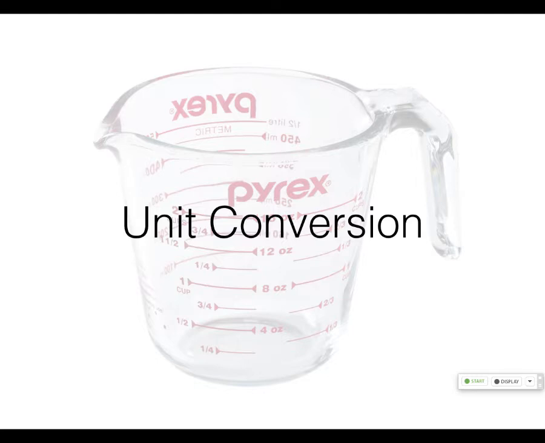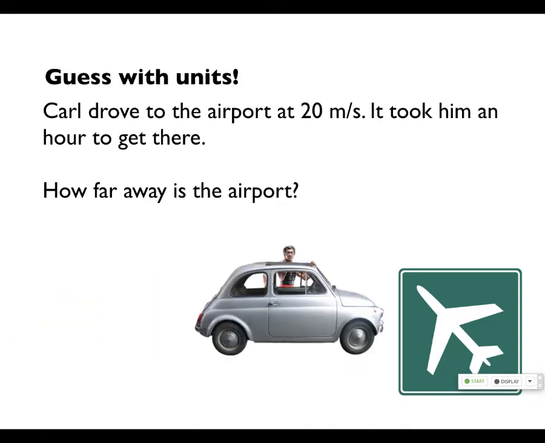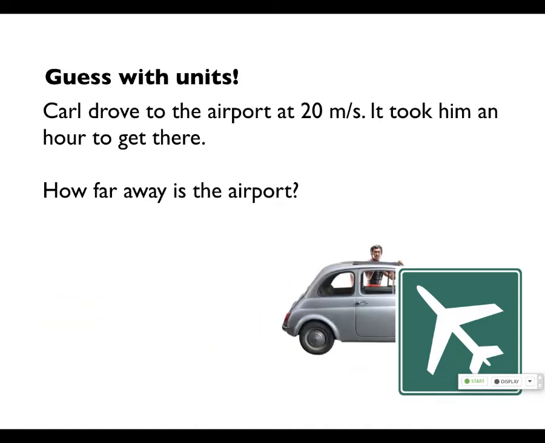Okay, so Carl Weathers is back. Let's say Carl drove to the airport at 20 meters per second, and it took him an hour to get there. How far away is the airport? Go ahead and try that. Oh, here's an animation of him driving to the airport. 72,000 meters. Yes, about 72 kilometers.